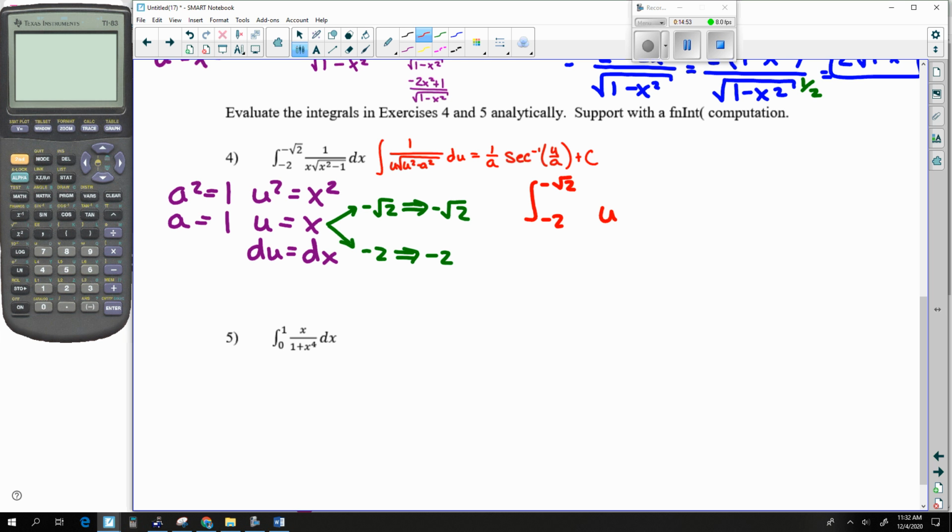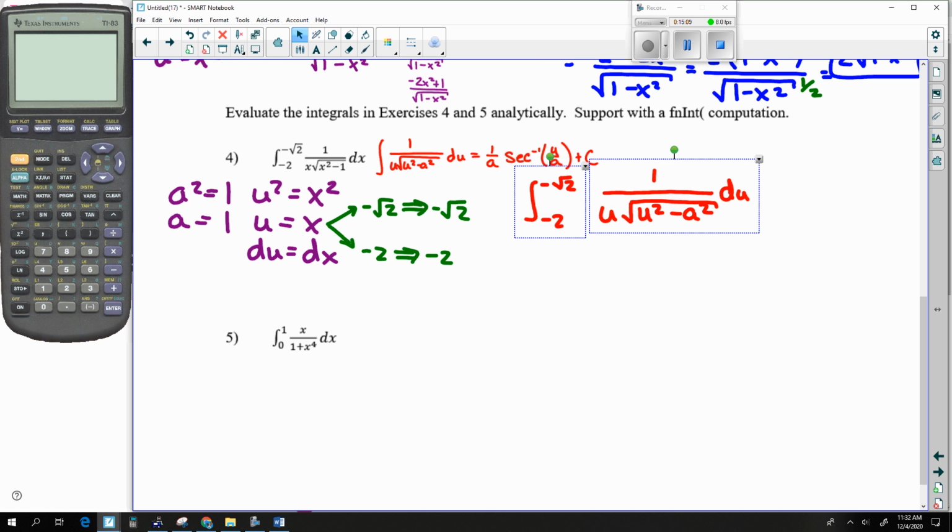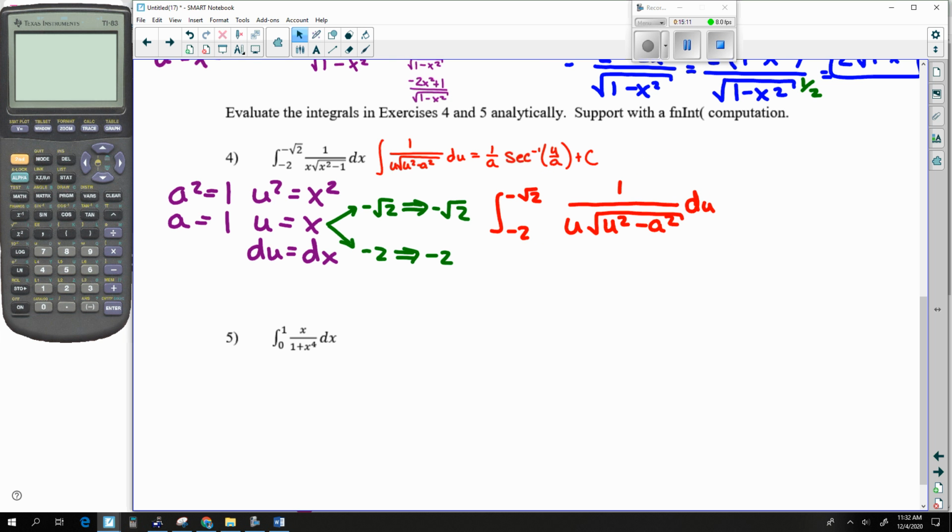This is u square root u squared minus a squared all underneath 1, and dx is du. And so this is working out exactly perfectly the way that I needed it to. So I can actually now go ahead and make this thing. So a's are going to turn into the number 1s, u's are going to stay the letter u.